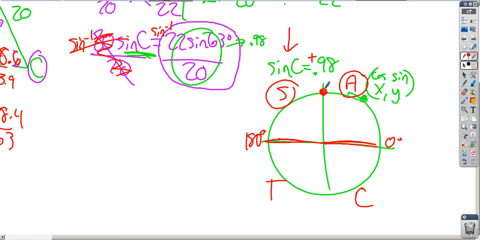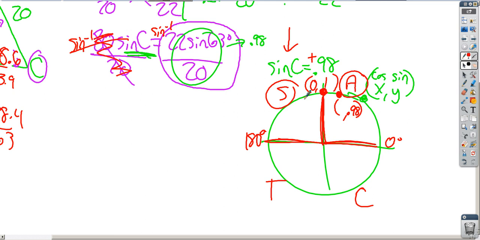On the unit circle, remember, unit circle means this is a radius of 1. So that coordinate right there is x equals 0, y equals 1. So where does y equal 0.98? It equals 0.98, a little bit less than 1, so about right there. Okay, that's y equals 0.98.